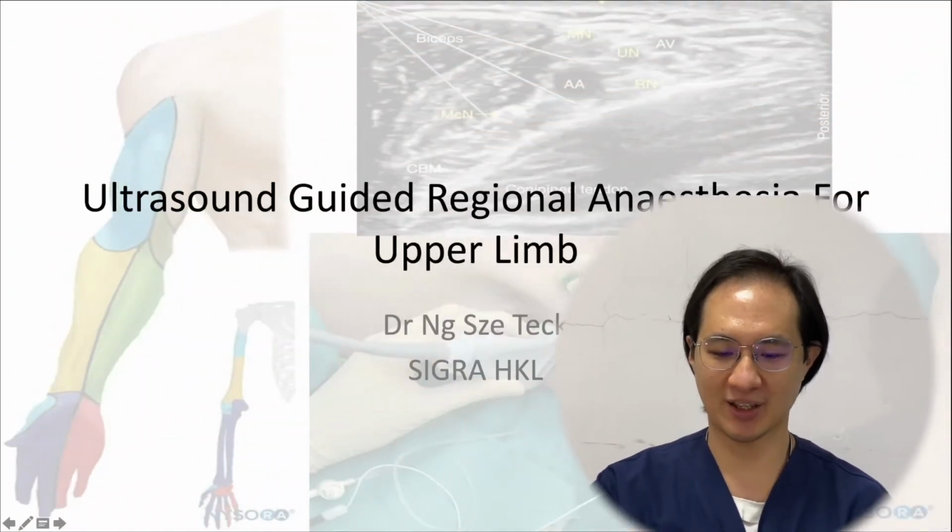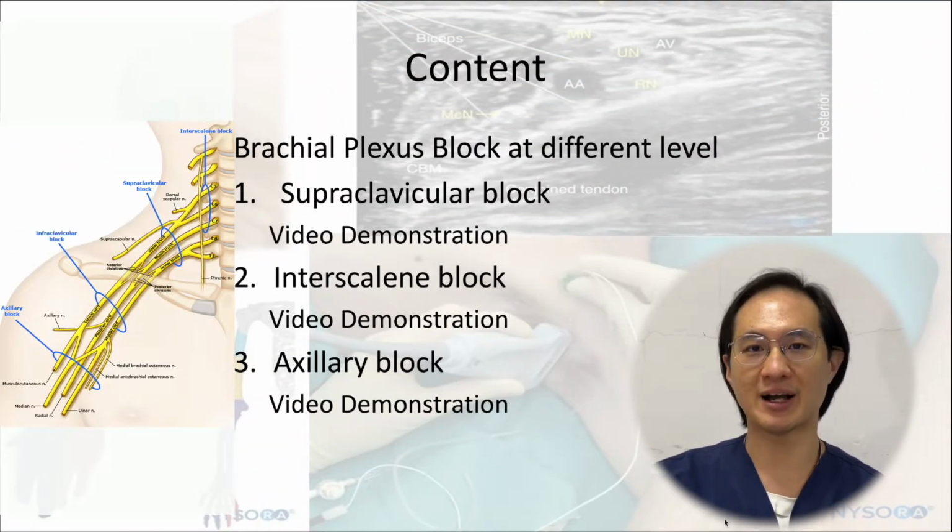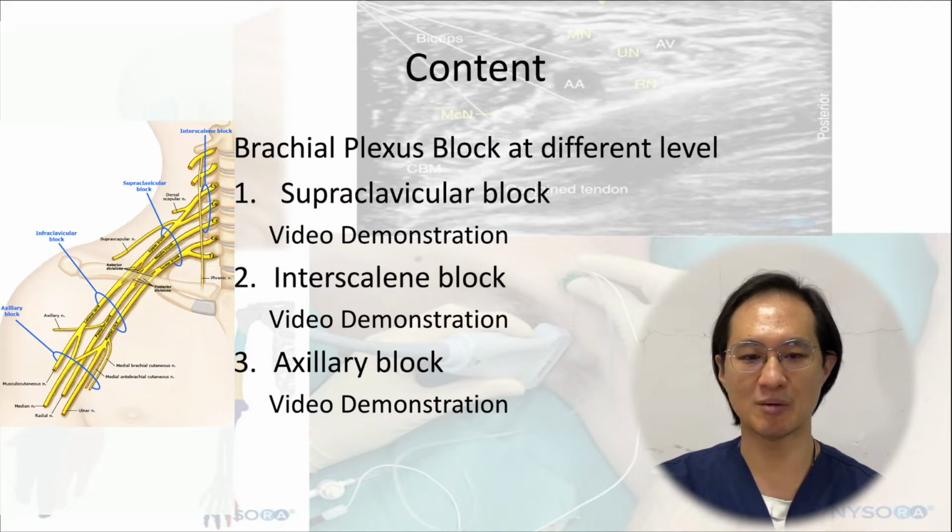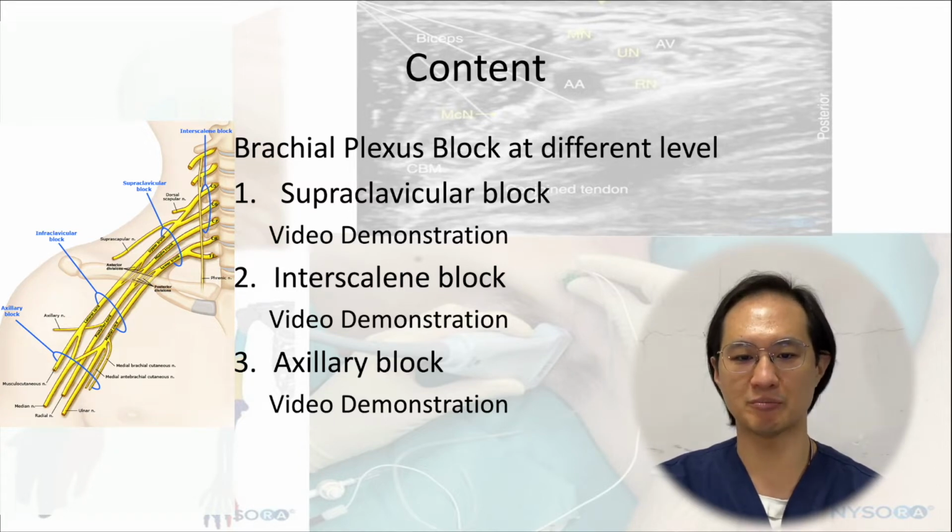A very good morning to all the participants. My name is Dr. Teck, and it's my pleasure to be part of the ultrasound-guided regional anesthesia workshop. Today, I'll be talking about ultrasound-guided regional anesthesia for the upper limb. The content of my talk would be basically the brachial plexus block at 3 different levels, mainly the supraclavicular, interscalene, and axillary level. After each presentation of each approach, there will be a short video demonstration.